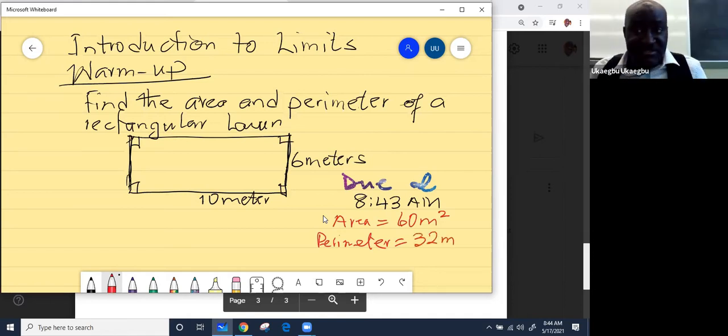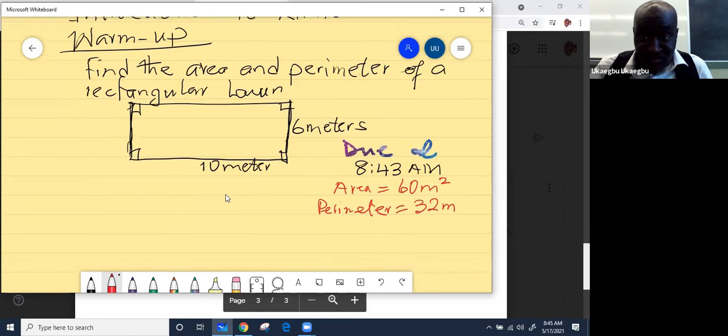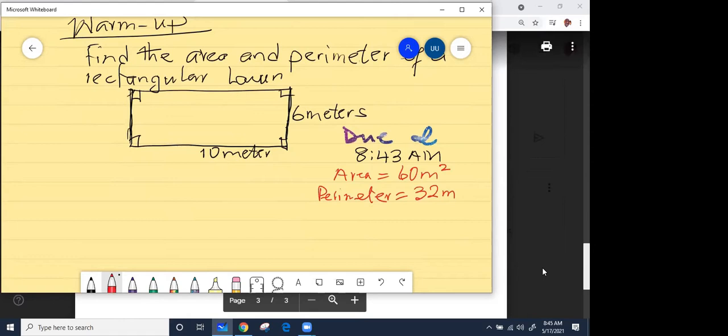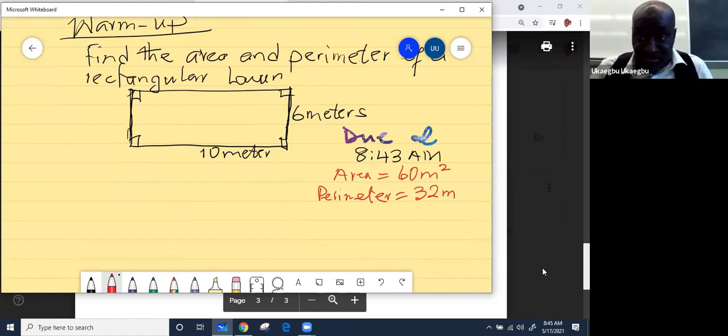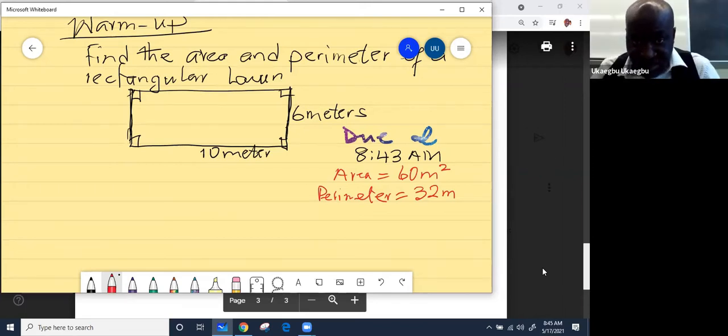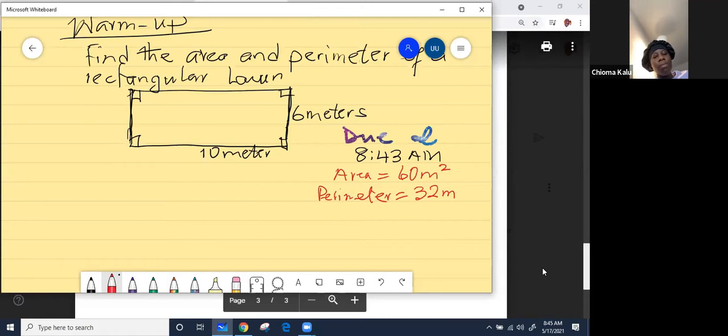Now, please, ladies and gentlemen, look at what these two gentlemen said. Do you disagree with any of the solutions? If you disagree, please say, I disagree because, and then give us your reason. If you agree, say yes. Somebody, apart from the people that gave the answer, has to confirm what they also got. Everybody should get something. Don't bother about whether it's right or wrong. You must have a solution. Chioma, what did you get in perimeter? For the perimeter, I got 32. Did you say 36 or 32? 32. Okay, good. Thank you.